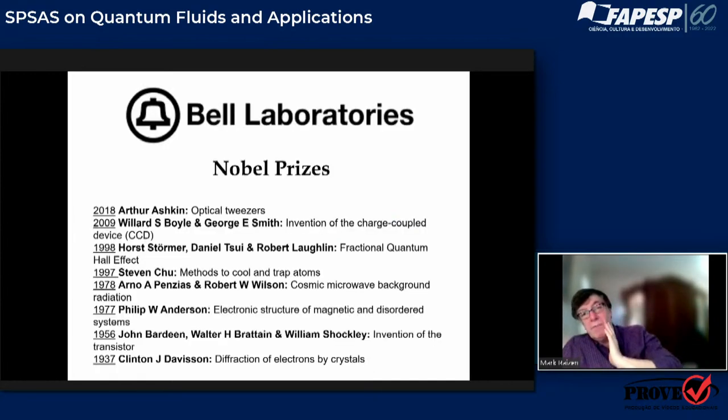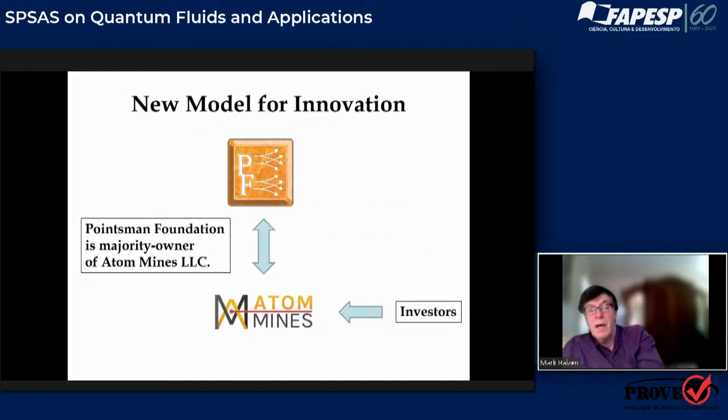Long history of basic science and recognized by Nobel Prizes, most recently Arthur Ashkin for optical tweezers. And so what I proposed at the time, and now is really becoming true, is that we have a different model for innovation, and that the parent organization is the nonprofit foundation. And that was one of the reasons that ultimately the Bell Labs failed, is because it was a corporation.